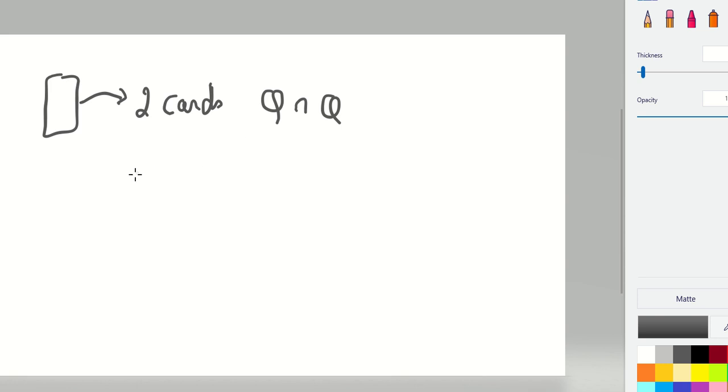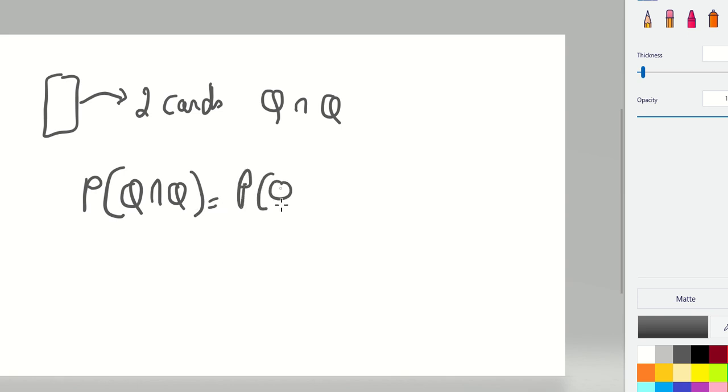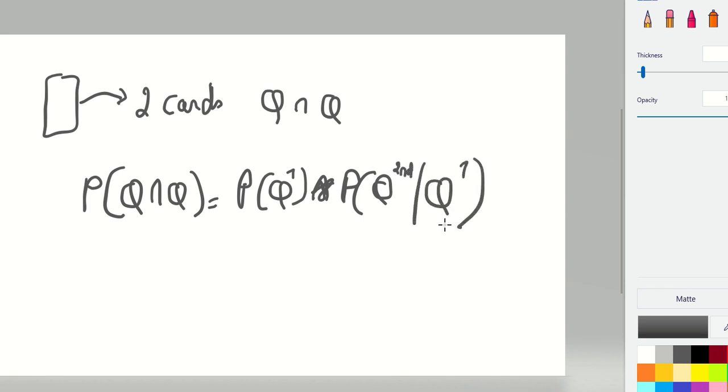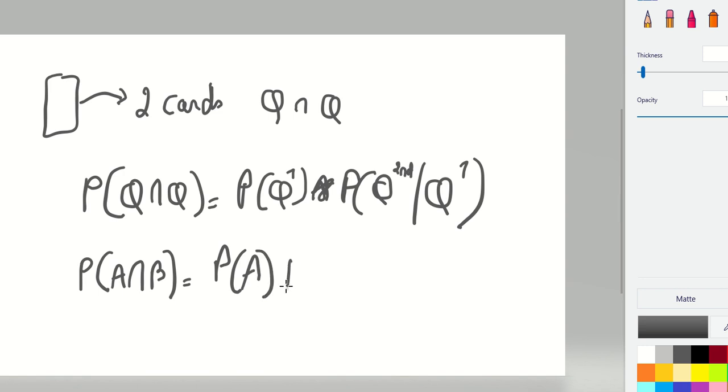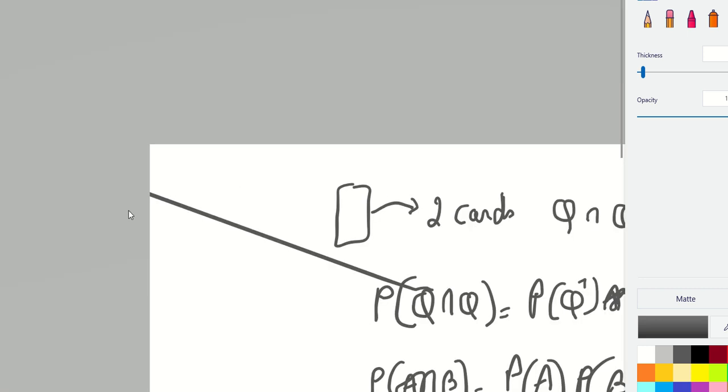The probability of a queen and a queen is the probability of a queen on the first, multiplied by the probability of a queen on the second, given that it was a queen on the first. If you're asking yourself where I got this, this is the probability of A and B, which is equal to the probability of A times the probability of B given A. In this situation, A is nothing but a queen on the first.